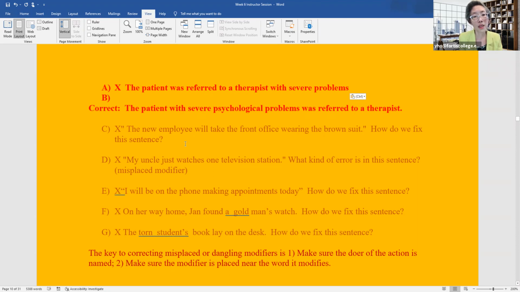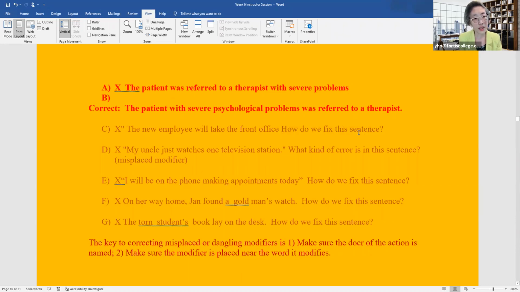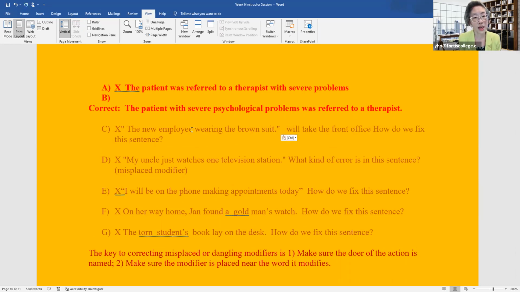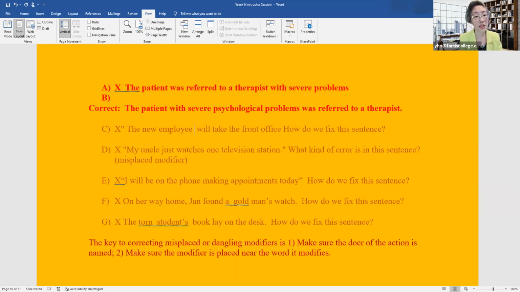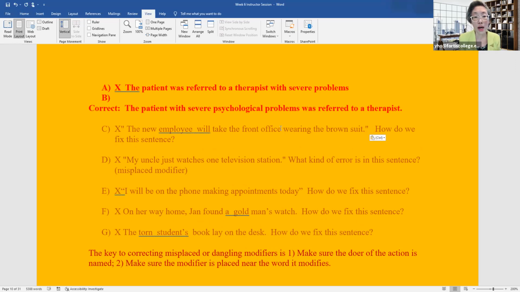The new employee will take the front office wearing the brown suit. So the front office is wearing a brown suit? No, it's the new employee that's wearing the brown suit. So once again, I have to fix this by going like this. I have to cut and paste this, and then I have to say it's the employee that's wearing the brown suit, and they're the ones that's going to take the front office. So when you have to change the position of the modifier in order to fix the sentence, that's known as a misplaced modifier.